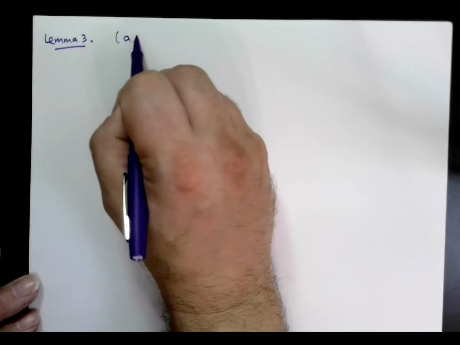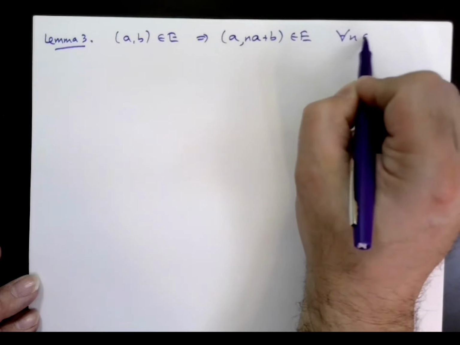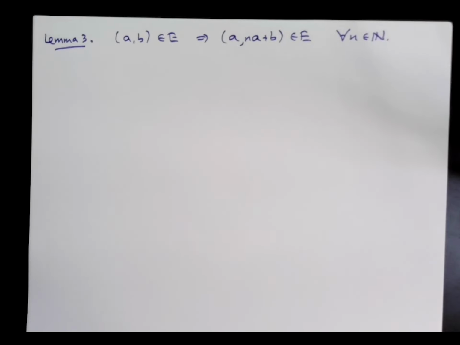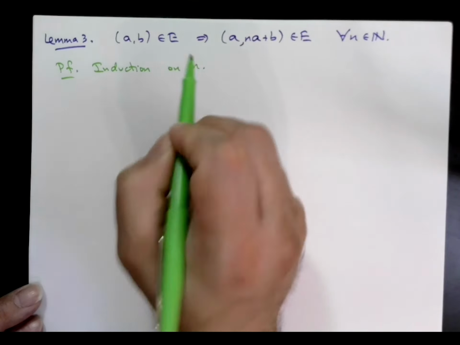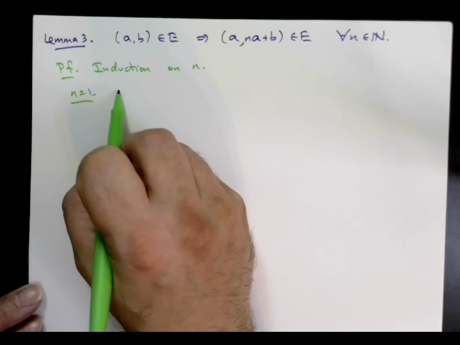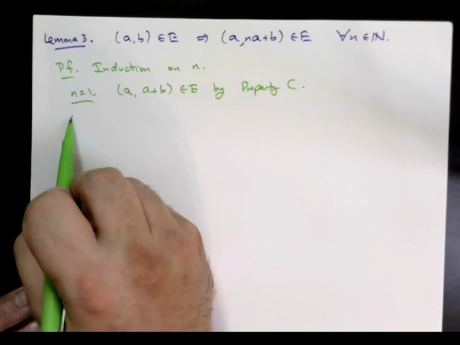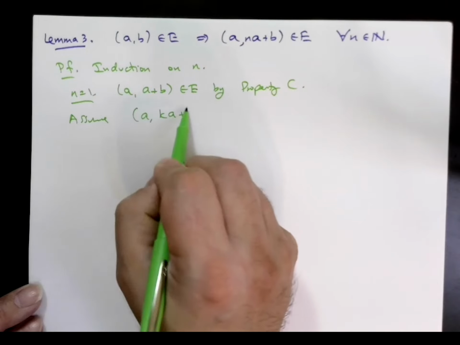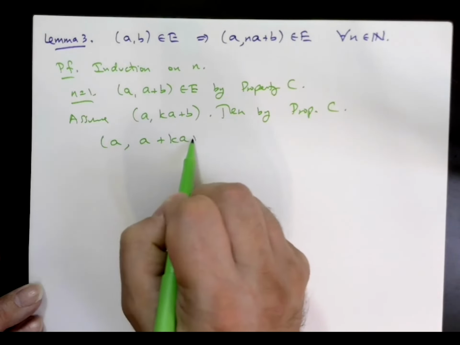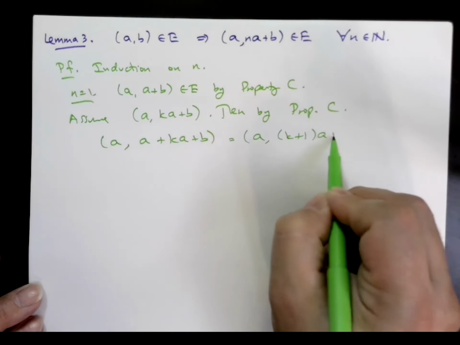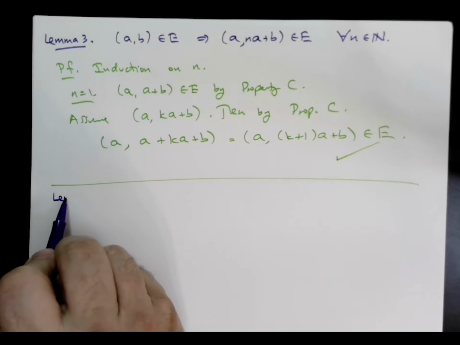Okay, now lemma 3. If the pair (a, b) is in E, then (a, ka plus b) is in E for any k a natural number. Again, we will prove by induction. The base case is just property 3. Now let us assume that (a, b) in E implies (a, ka plus b) is also in E. Then using property 3, this means that the pair (a, (k plus 1)a plus b) is in E, but this is just (a, (k plus 1)a plus b), and we have it by induction.